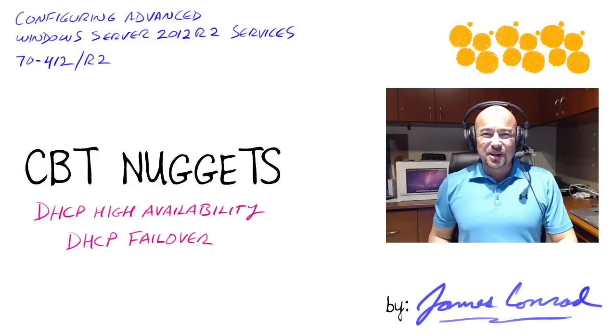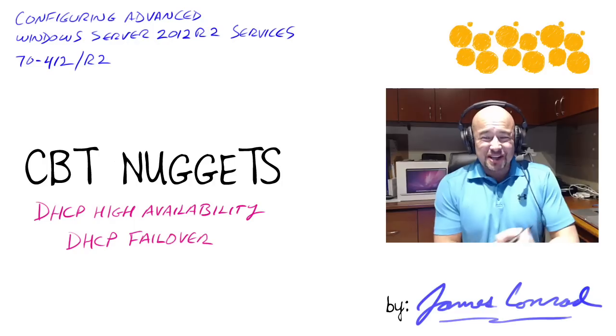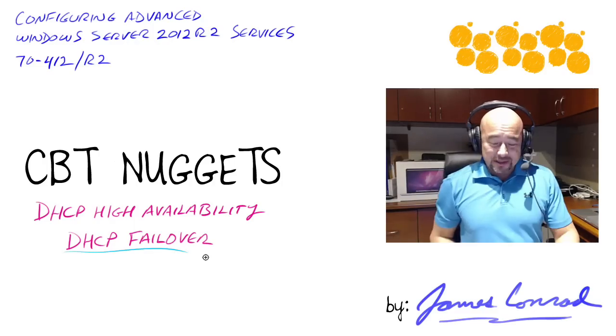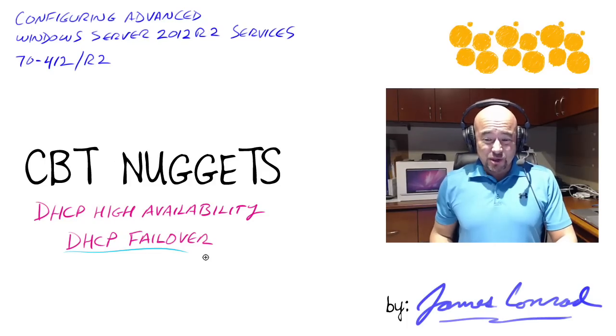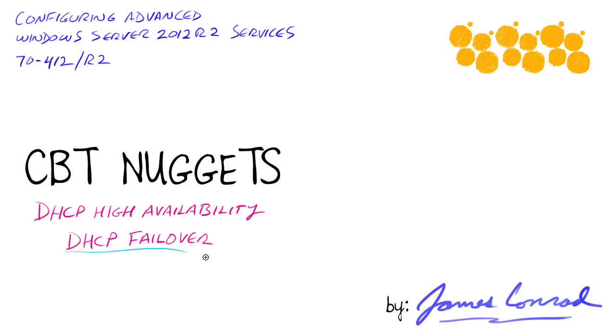In our last nugget, we took a look at DHCP high availability using split scopes. And I promised you in the last nugget that I'd continue that discussion here with DHCP failover, which is possibly the best solution for a highly available DHCP infrastructure. Let's go ahead and take a look at DHCP failover.